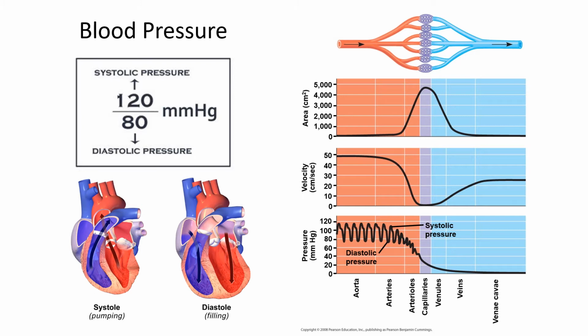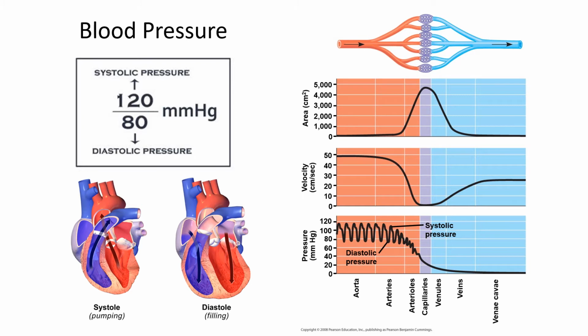We have peaks that are systolic, and then we have these low points that are diastolic. The systolic pressure at the top of each of these waves is caused by the contraction of the ventricles. The diastolic pressure, which is the low point of these waves, occurs in between contractions of the ventricles.